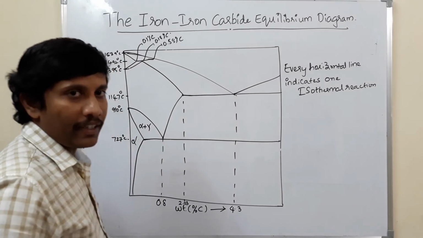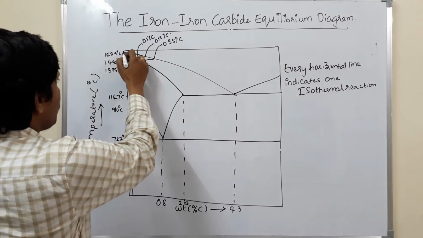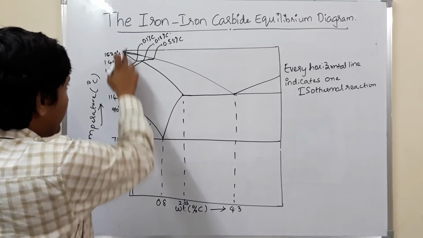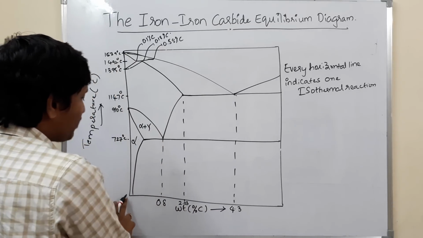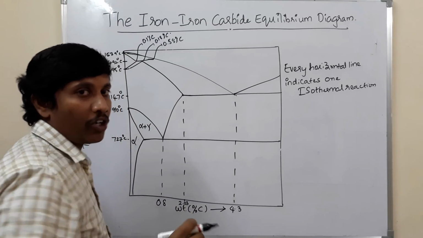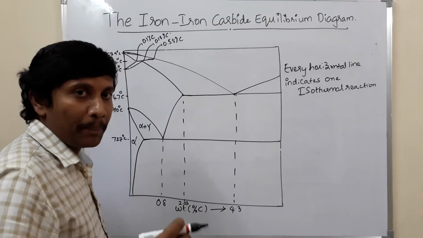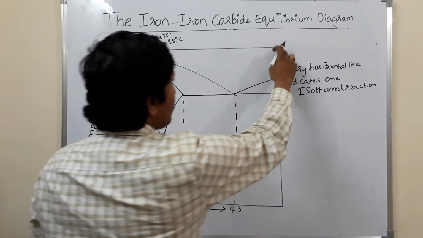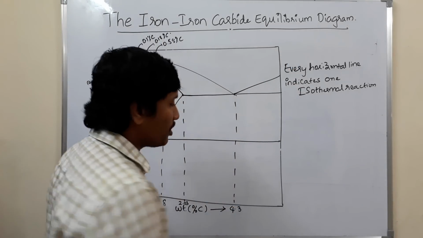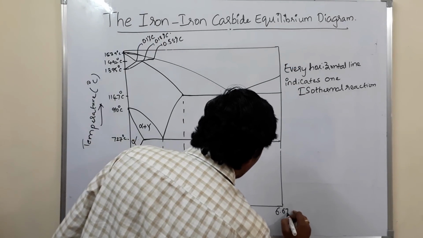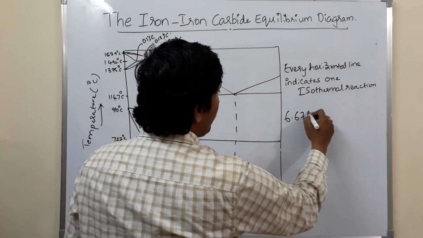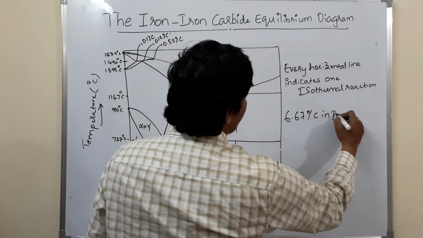So we know that you can say that. What do you mean by this vertical line? Vertical line implies 0% of carbon. So what do you mean by that? It is pure iron. This vertical line indicates pure iron. This vertical line indicates the composition of 6.67% of carbon. So 6.67% of carbon in pure iron.